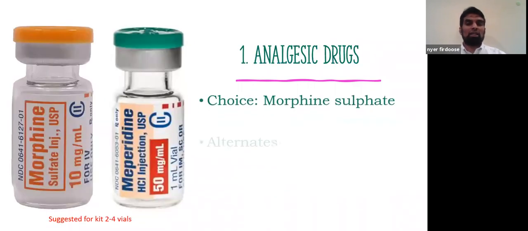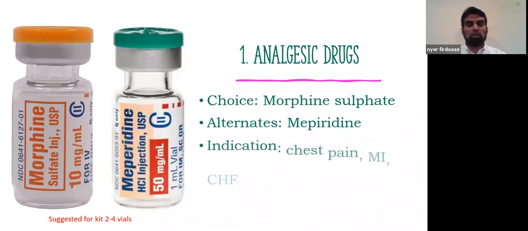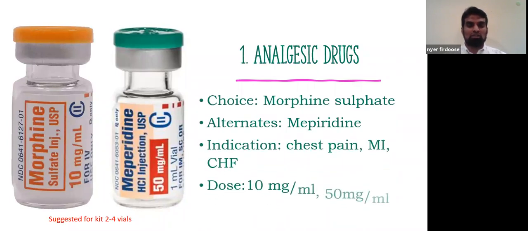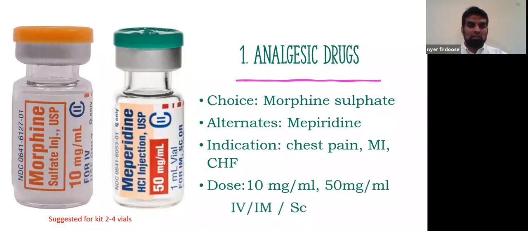Coming to the secondary injectable drugs, the first one under the secondary injectable drugs is the analgesic drug. The drug of choice in this category is morphine sulfate, and the alternative is meperidine. The indication is acute myocardial infarction, congestive heart failure, or intense prolonged pain and anxiety.